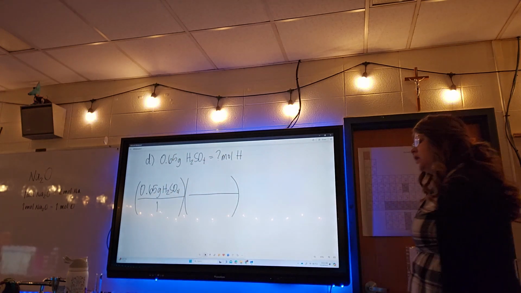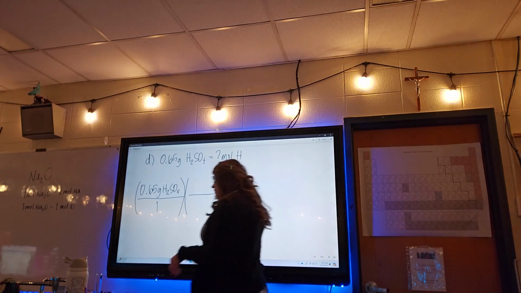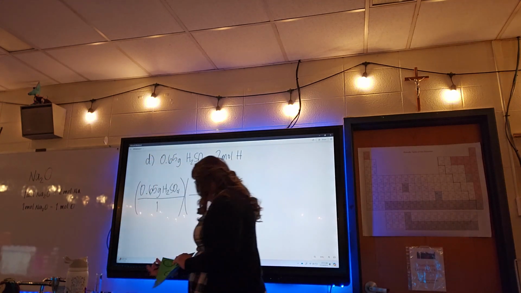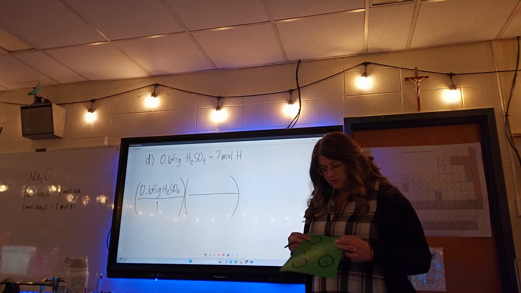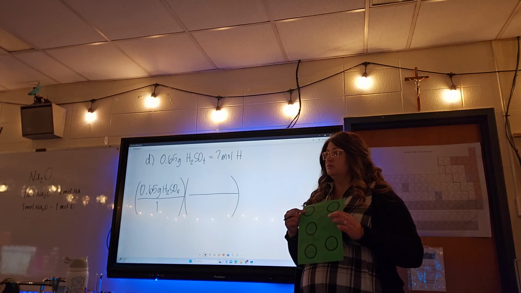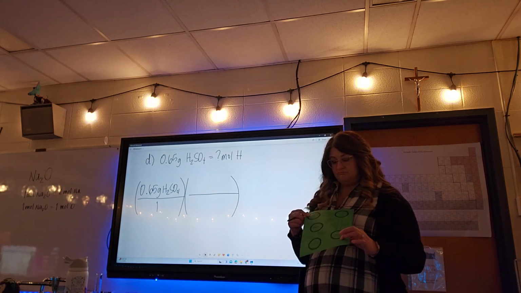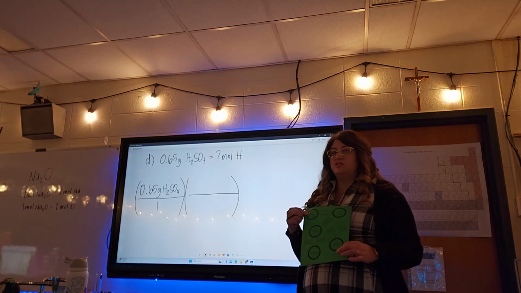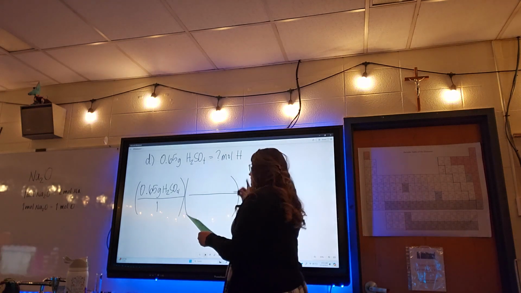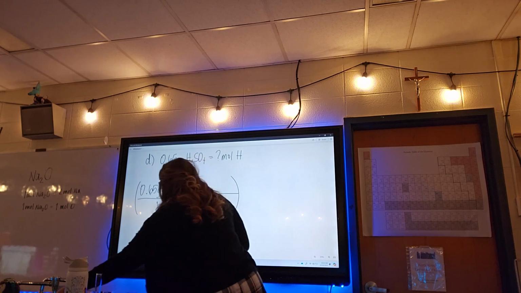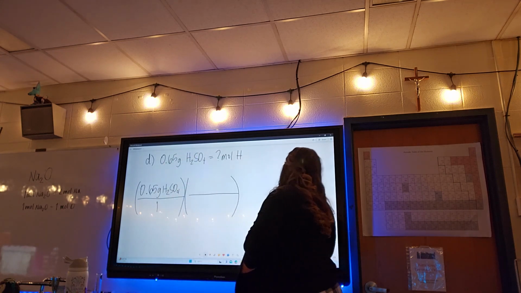Now, if we look at our green sheet, we should be able to tell what to do next. We're starting with grams, which is upper left, and then we're going all the way down to bottom right. So just follow the arrows and do what it tells you. Divide by formula weight. Yep, we're going to need to calculate formula weight for this, friend.